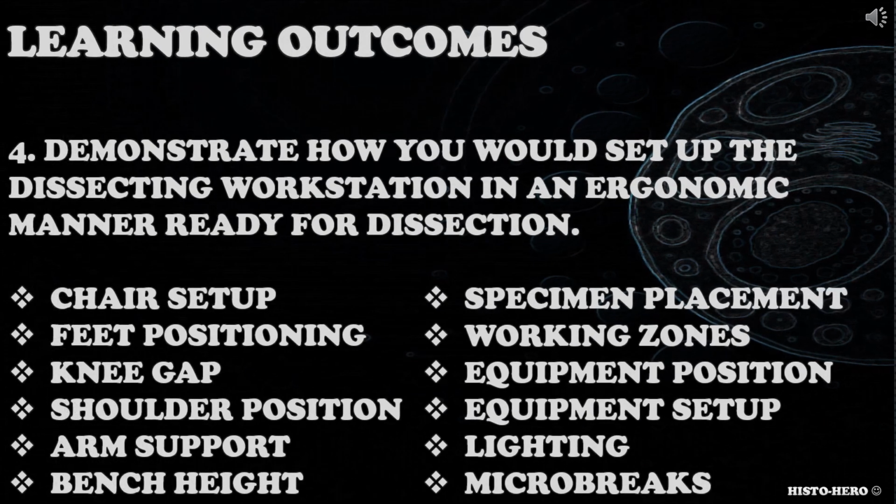The fourth learning outcome is for the candidate to demonstrate how you would set up the dissecting workstation in an ergonomic manner ready for dissection. How would you set up dissection bench? Why is it important the working station is set up in an ergonomic manner? Consider equipment needed, position of equipment, ability to set up the chair and bench ergonomically, working zones, lighting, accessibility of sink, bin, and so on.